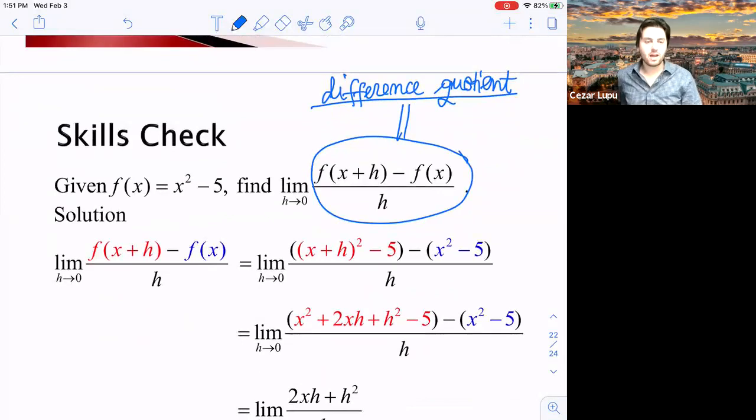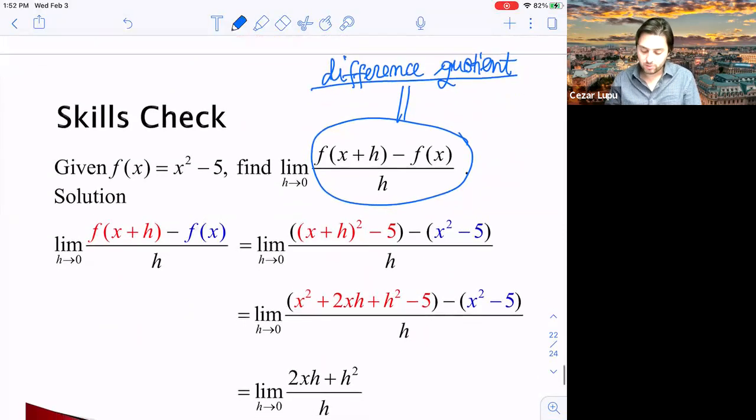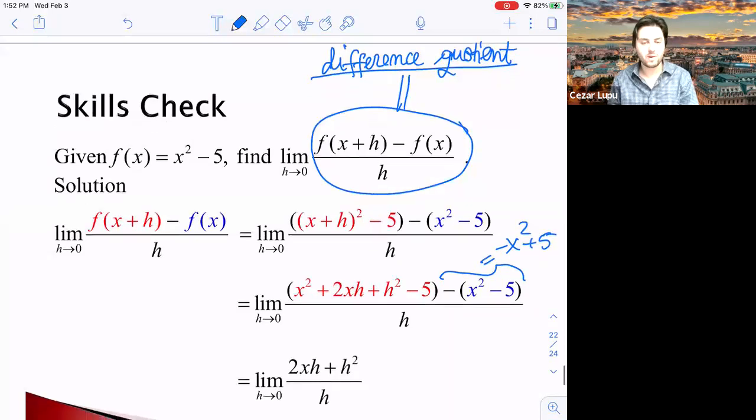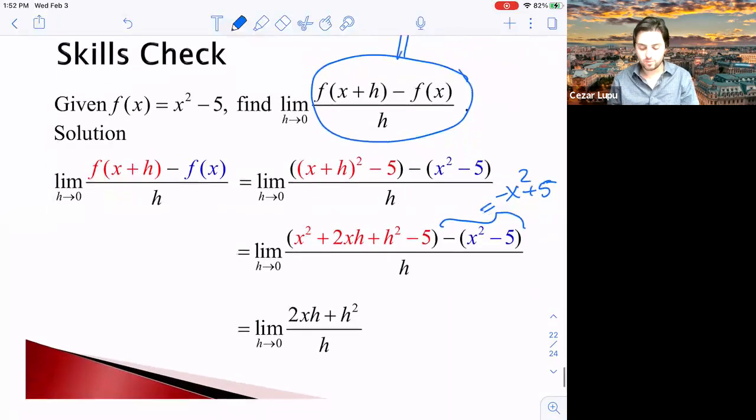So since f of x is x squared minus 5, then you can plug it in and you'll get that f of x plus h will be x plus h, everything squared minus 5, and minus f of x, which is x squared minus 5, everything over h. And now you do the algebra. Once you do the algebra, you see here you have a negative sign that changes. So this guy here will be negative x squared plus 5. You see the 5 will cancel. The same thing goes for the x squared. And then you'll get that this will be nothing else than just 2xh plus h squared over h.